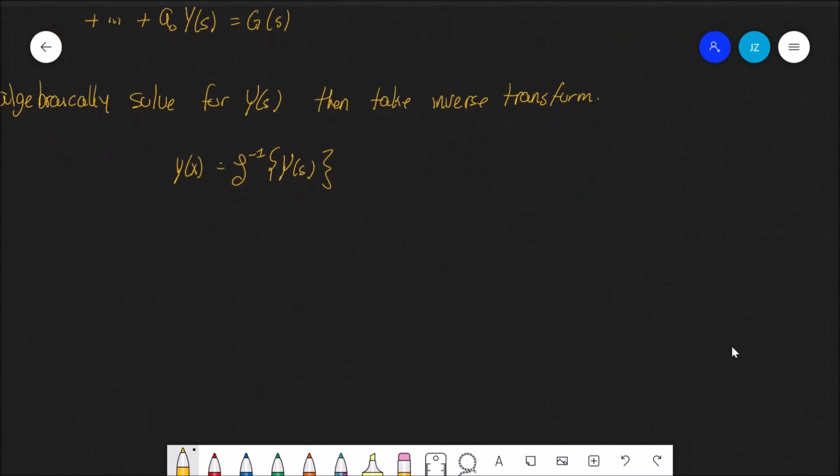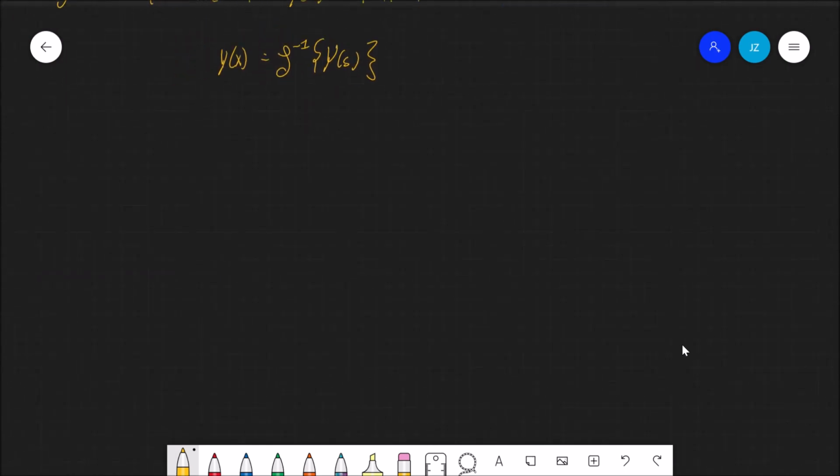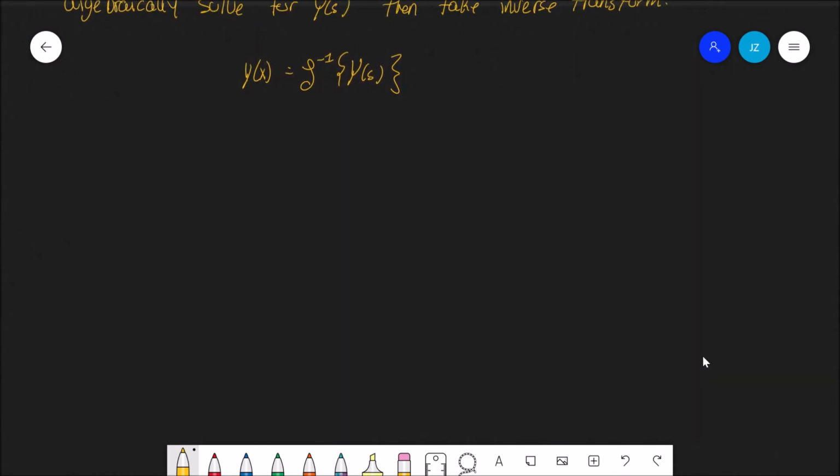So let's look at a real simple second order initial value problem. y double prime plus 6y prime plus 5y is equal to 3e to the negative 2t. Given the conditions, y of 0 is equal to 1 and y prime of 0 is equal to negative 1.